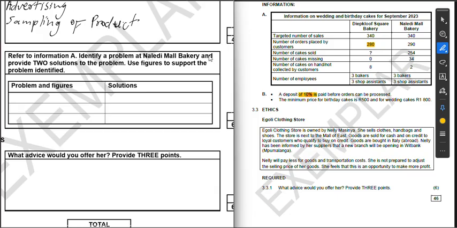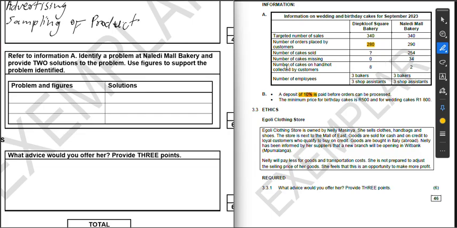Identify a problem at Naledi Mall Bakery and provide a solution to the problem. Use the figures to support the problem identified. All right, please let's check the problem there at Naledi Mall. Do you see that they have got a problem here? So what is the problem, ladies and gentlemen?